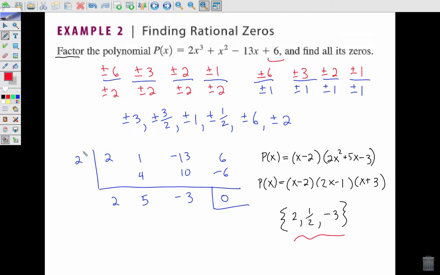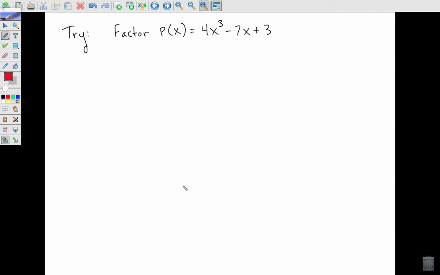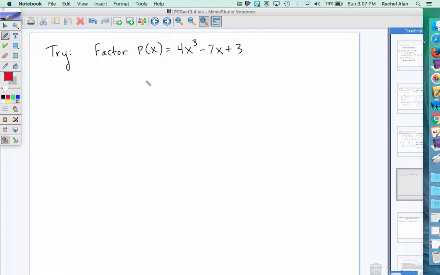Okay, so we tried a 0 until we tried all the possibilities till we found a 0, and then we continued factoring. Okay, so I want you to go ahead and try p of x equals 4x to the third minus 7x plus 3. So first list all the possibilities using the factor theorem, find a 0, and then factor completely.